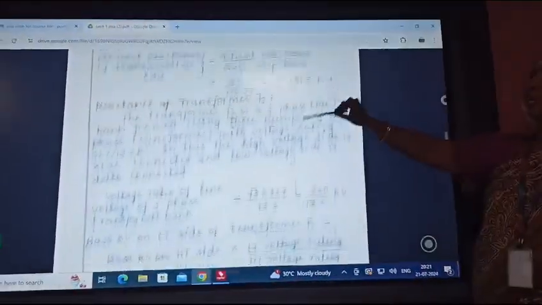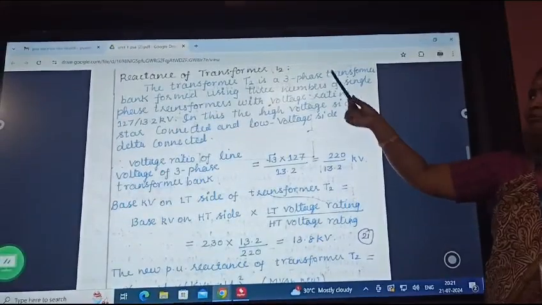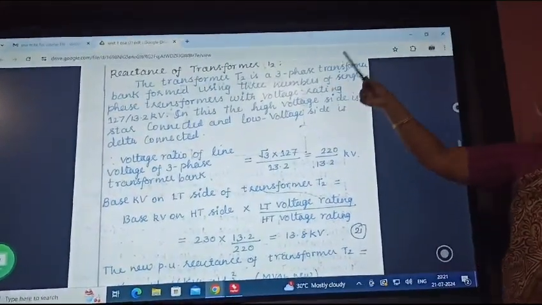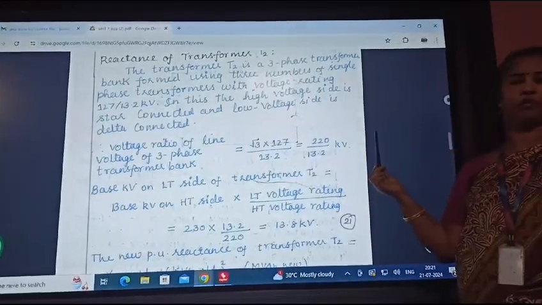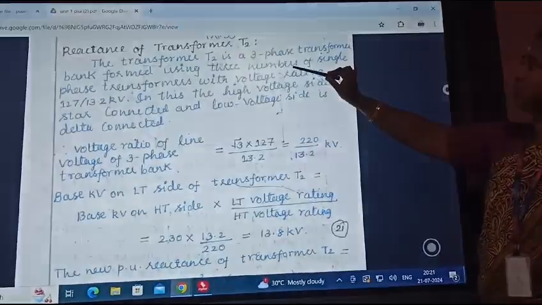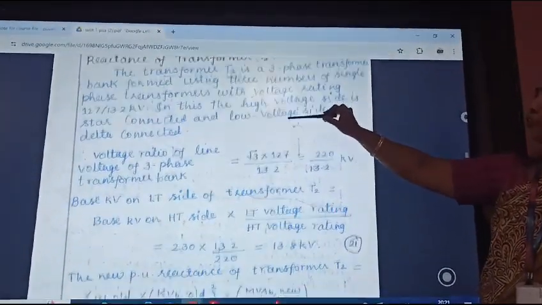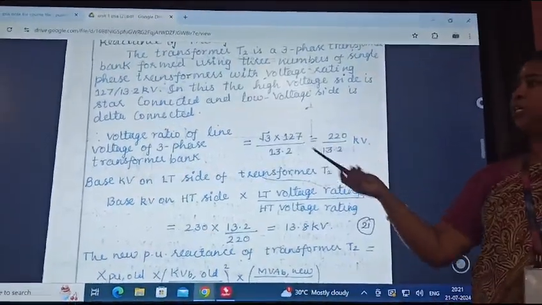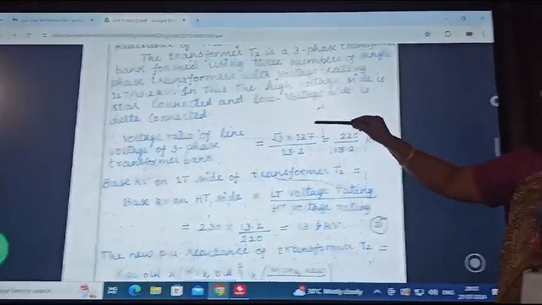Then for transformer T2, we can use the base kV 230 kV on the HT side itself. Otherwise, you can also find it from the LT side. We can do both. Before that, this is a transformer made of three single phase units, so we should first find the voltage ratio. For the three single phase units, the voltage given for the star side is 127.